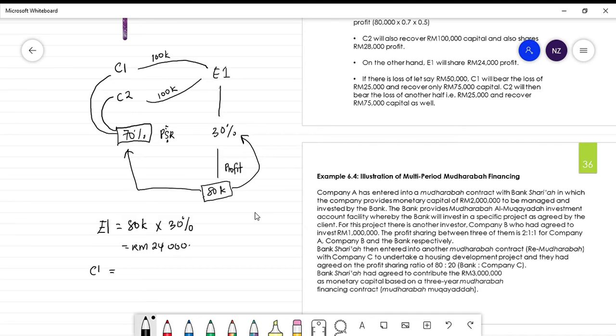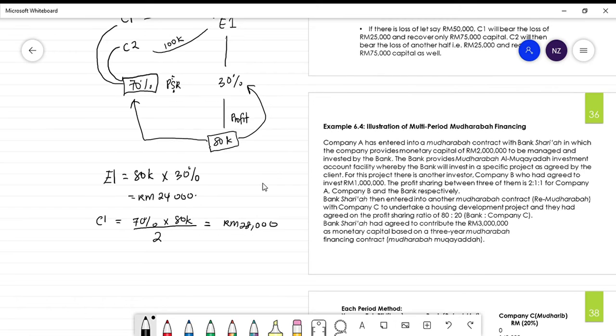C1: 70% times 80k, right? You divide by two. So you will get 28,000. C2 is the same, the calculation is the same. Times with divide by 2, you will get 28k.